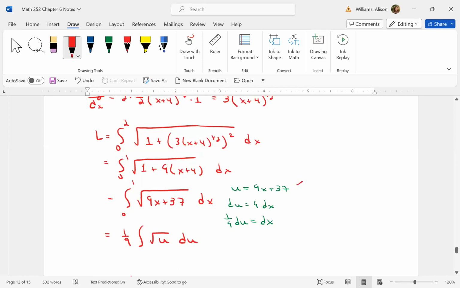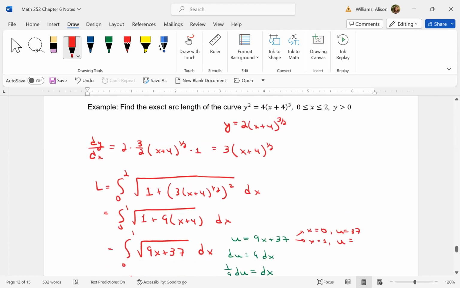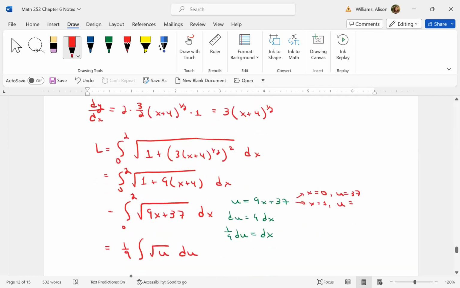All right, let's change these limits. When x equals 0, u is 37. When x equals 2, u is, see, 9 plus 37 is 46. Oh, I just realized, that's a 2. Sorry, that's a 2. Sorry, I was double checking my numbers. That's a 2. Cool. Okay, sorry.